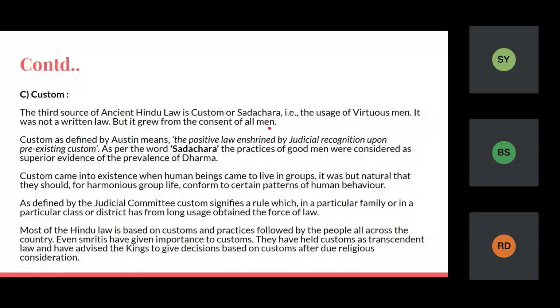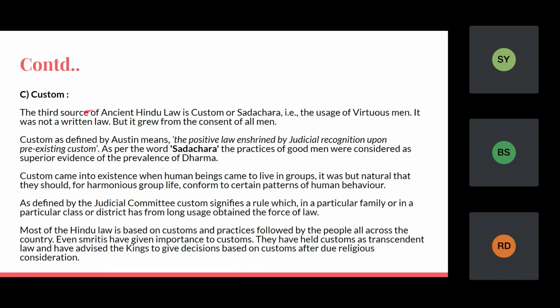So it was like everybody used to follow. All of them gave their acceptance to follow such a custom. That is why we are following. Even today we are following many such customs. It is because we all are agreeing to it, only then we are following it.